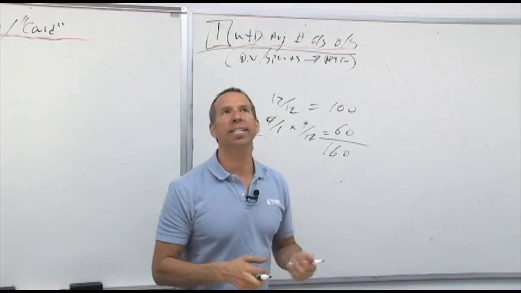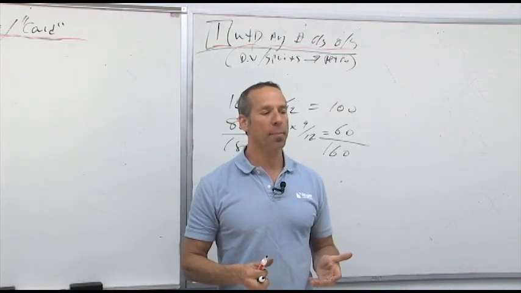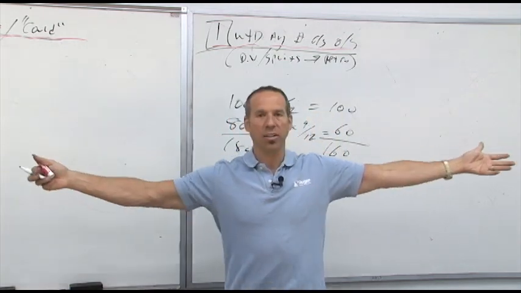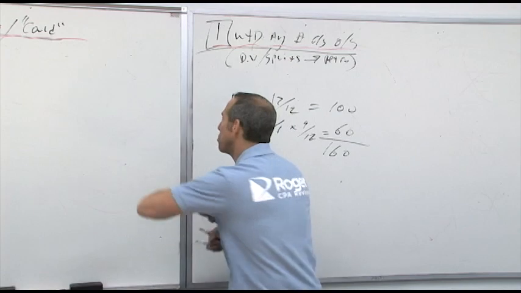It's kind of like when I teach you in BEC, we're going to talk about equivalent whole units of production. Let's say, for example, I'm building these beautiful Roger CPA Review shirts.